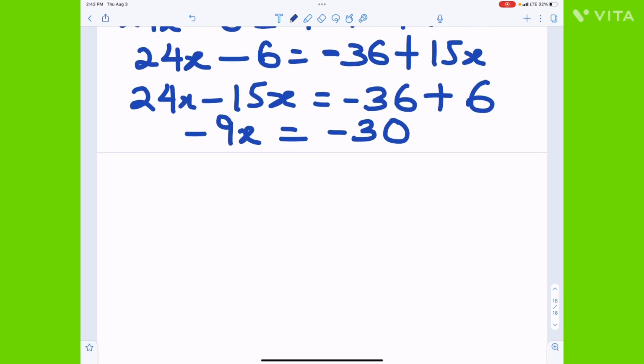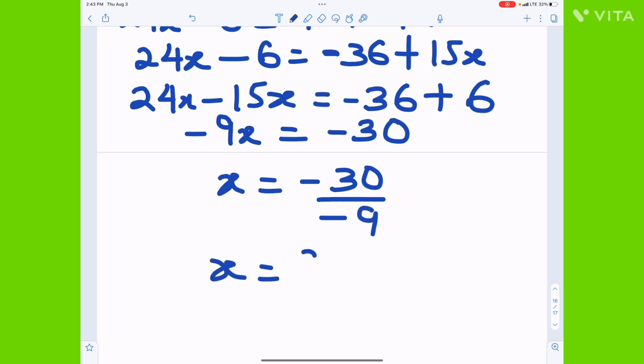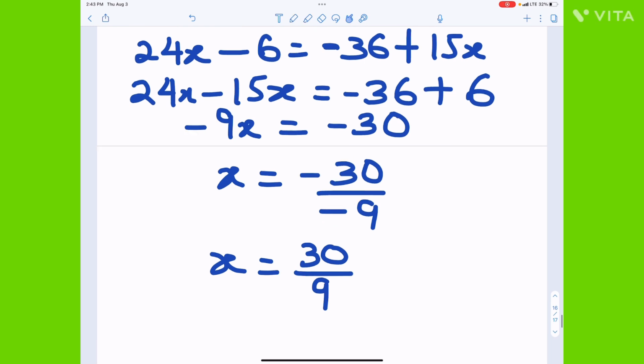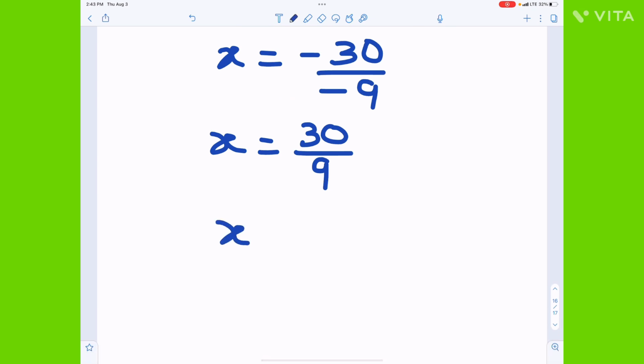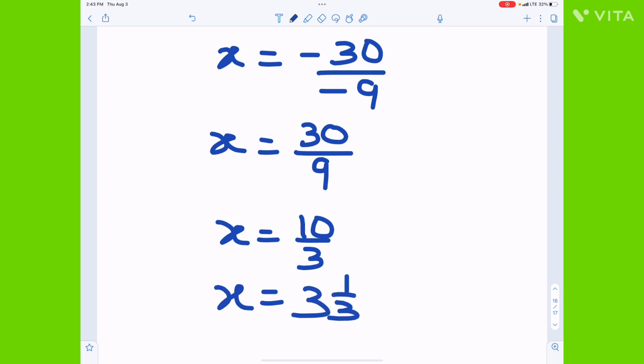What do I get? x will be equal to minus 30 over minus 9. So x is what? 30 over 9. You know how I did that? Minus divided by minus is plus. So I get 30 over 9 for that. And my final answer is what? 10 over 3. 3 in 9, 3. 3 in 30, 10. So my final answer is 10 over 3, which gives me 3 whole number, 1 over 3 as the value of x.